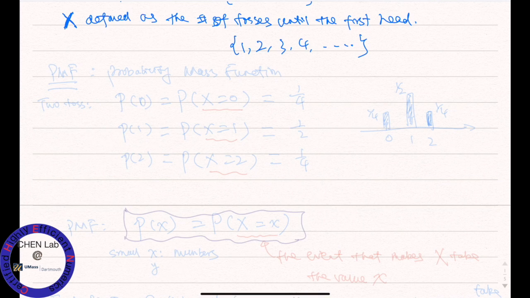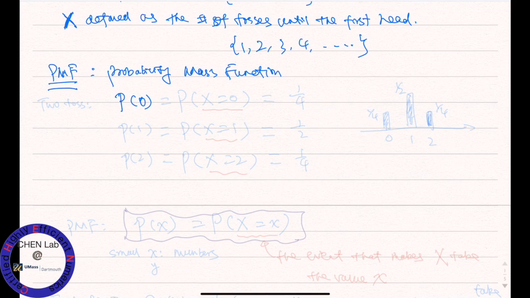And the next concept is the so-called PMF, the probability mass function, which is a function. The little p of 0, 1, and so on. Let's start with an example.